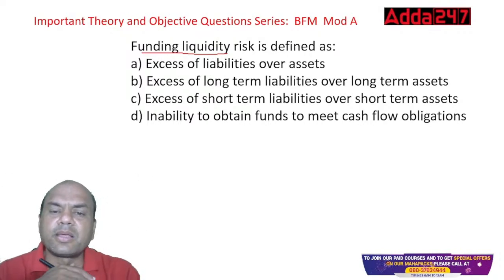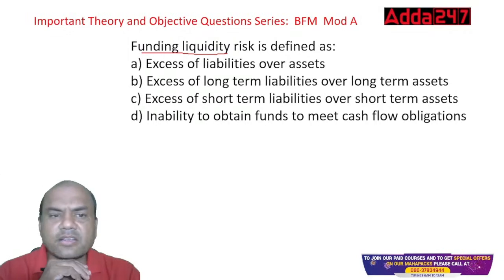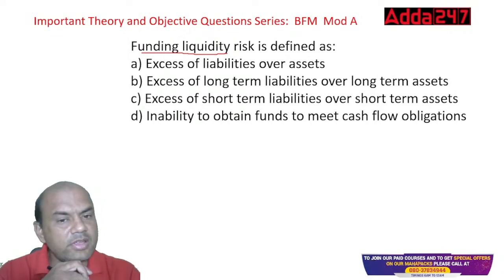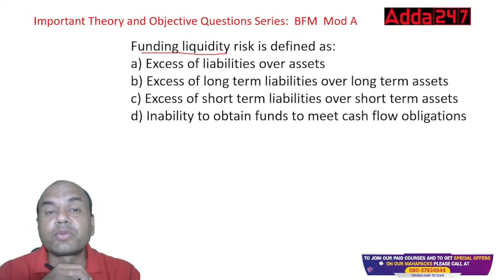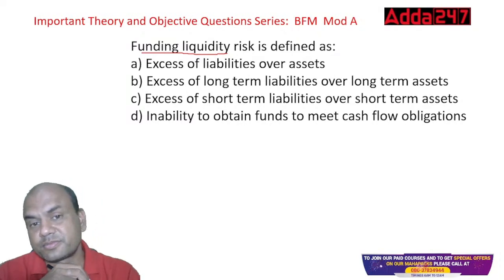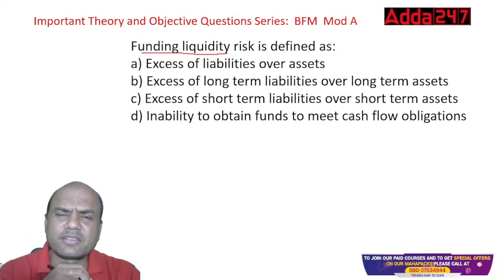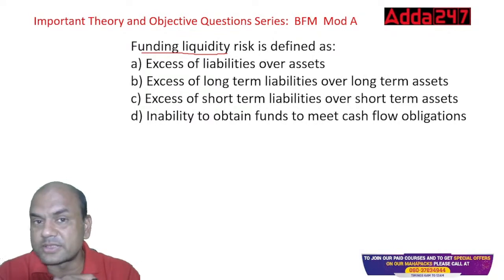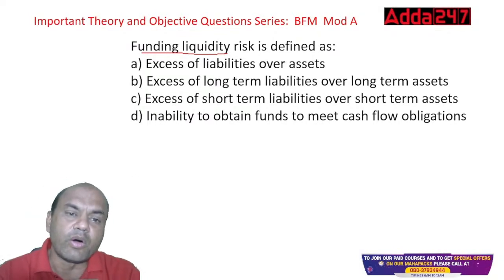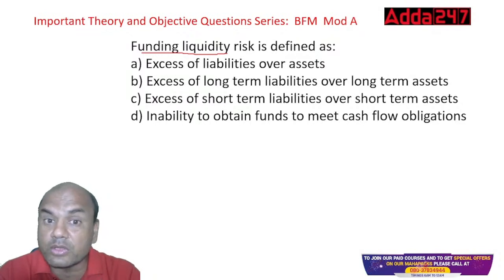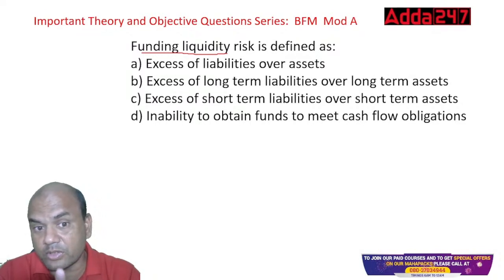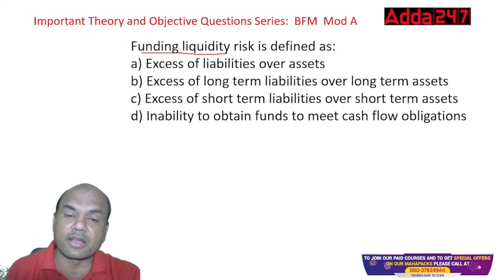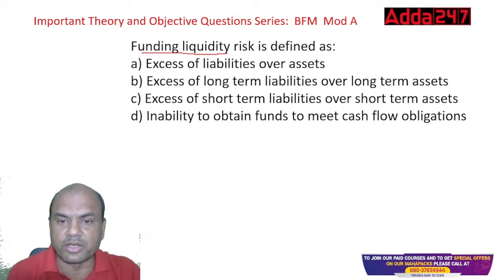Excess of long-term liabilities over long-term assets: is this a liquidity risk? Excess of liabilities means more deposits, less loans. Obviously, that can be the answer. Similarly, B can also be the answer. Look at this, all the answers seem to be right. You check this. Liability is greater than assets here. I'll show you over here.